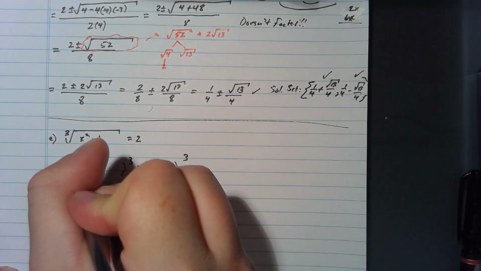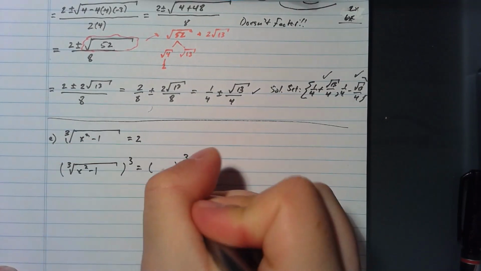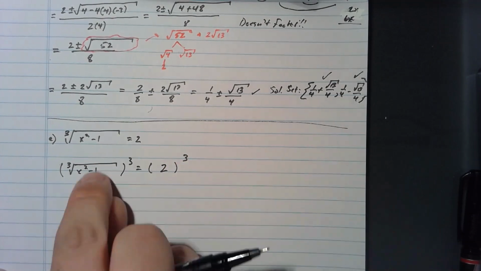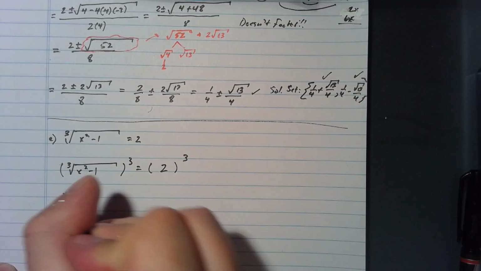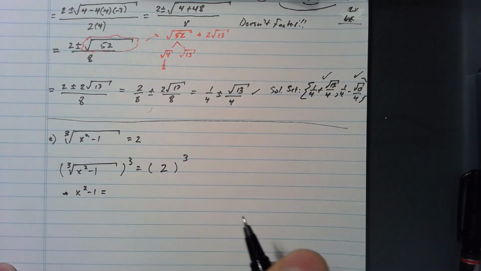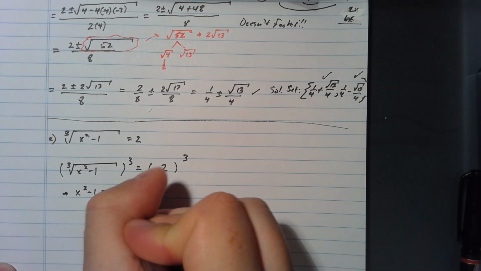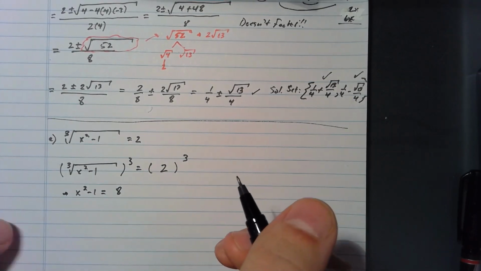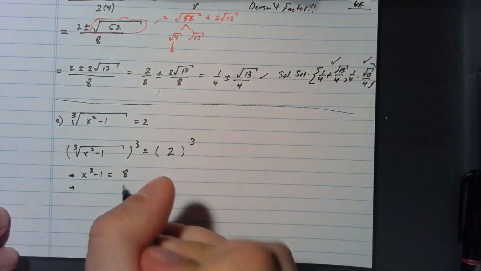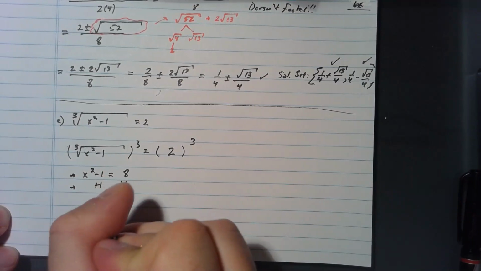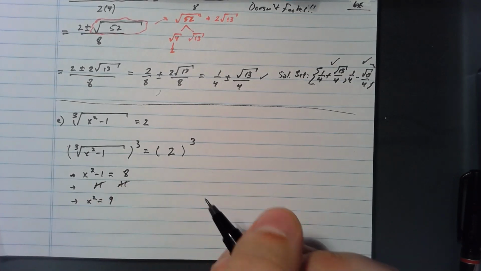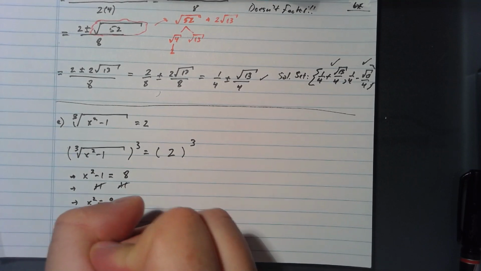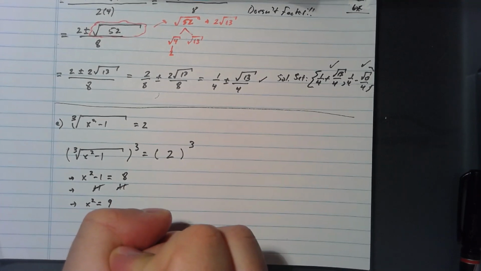So the cube root of this cubed is going to get rid of the root, right? So I'm just going to have x squared minus 1 equals 2 to the 3rd power, which is 8. Now to solve this equation, just add 1 to both sides. So you're going to get x squared equals 9. Take the square root, so you're going to get x equals plus or minus 3.